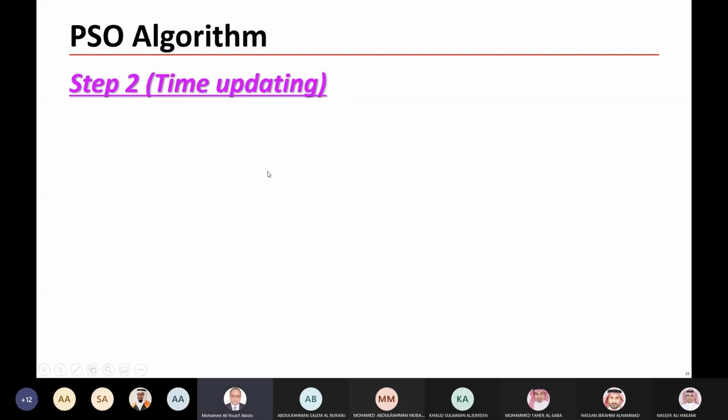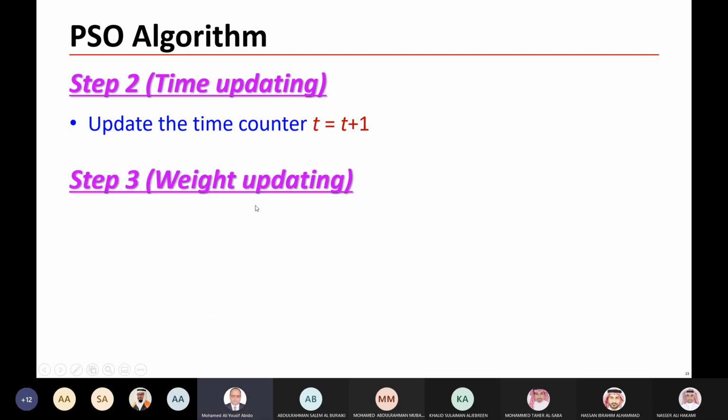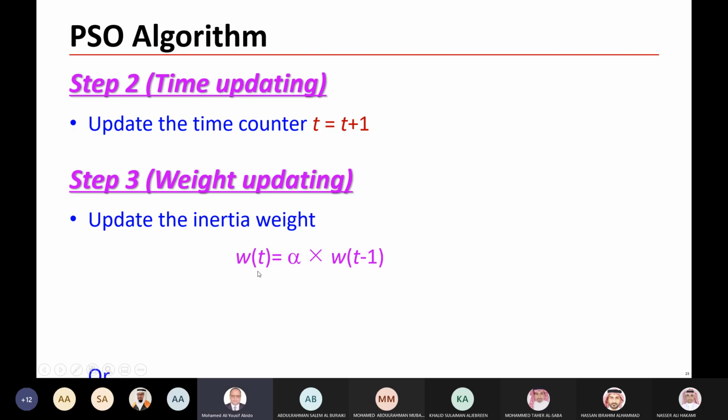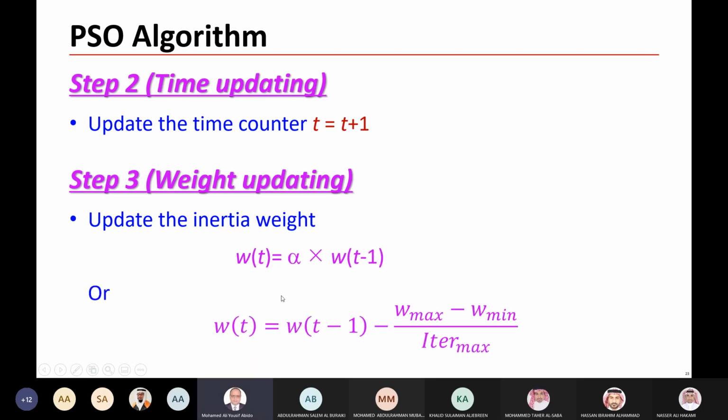At time update, of course, you increase the number of iteration, t equal to t plus 1, and then you update the weight. You have the initial weight, which is already known. Update the inertia weight, with t equal to 2 here, and alpha, you set it equal to 0.9 or 0.95, and this is the initial value you have. All these parameters are known, so you can update the weight.